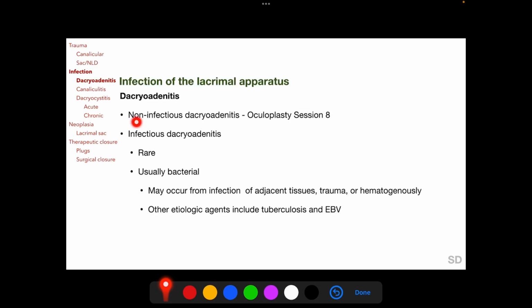Inflammatory non-infectious dacryoadenitis we have discussed in session 8 of the current oculoplasty section, and infectious dacryoadenitis is usually bacterial but rare, and it may occur from infection of adjacent tissues, from trauma, or hematogenously. Other etiologic agents which can affect the lacrimal gland include tuberculosis and Epstein-Barr virus.